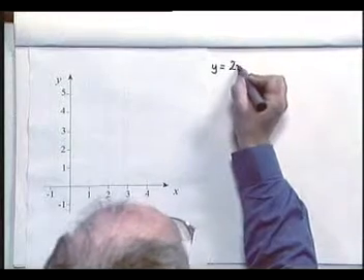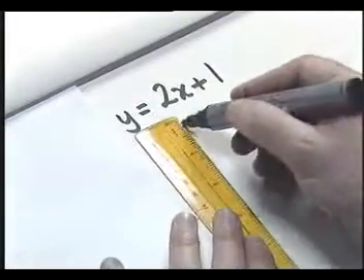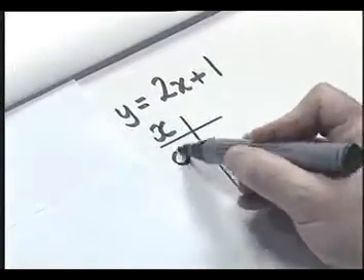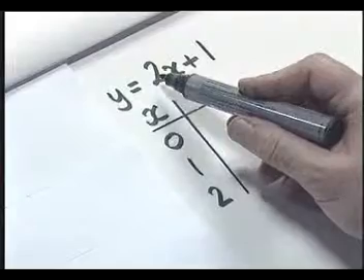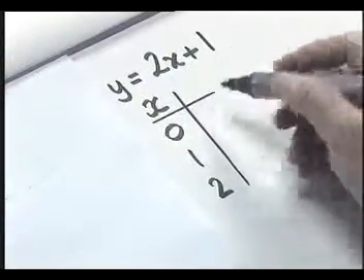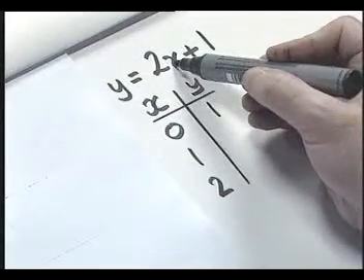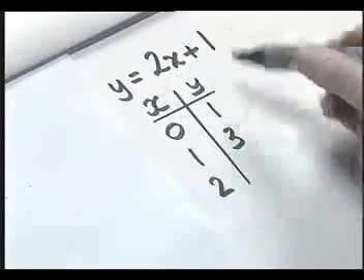Let's have a look at some other equations of straight lines. Let's have a look at y equals 2x plus 1. Very similar to the one we had before, but now I've added on a number at the end here. Let's choose some x and some y values. When x is 0, y will be 2 times 0, which is 0, plus 1. So when x is 0, y will be 1. When x is 1, 2 ones are 2, plus 1 gives you 3. And when x is 2, 2 twos are 4, and 1 is 5.